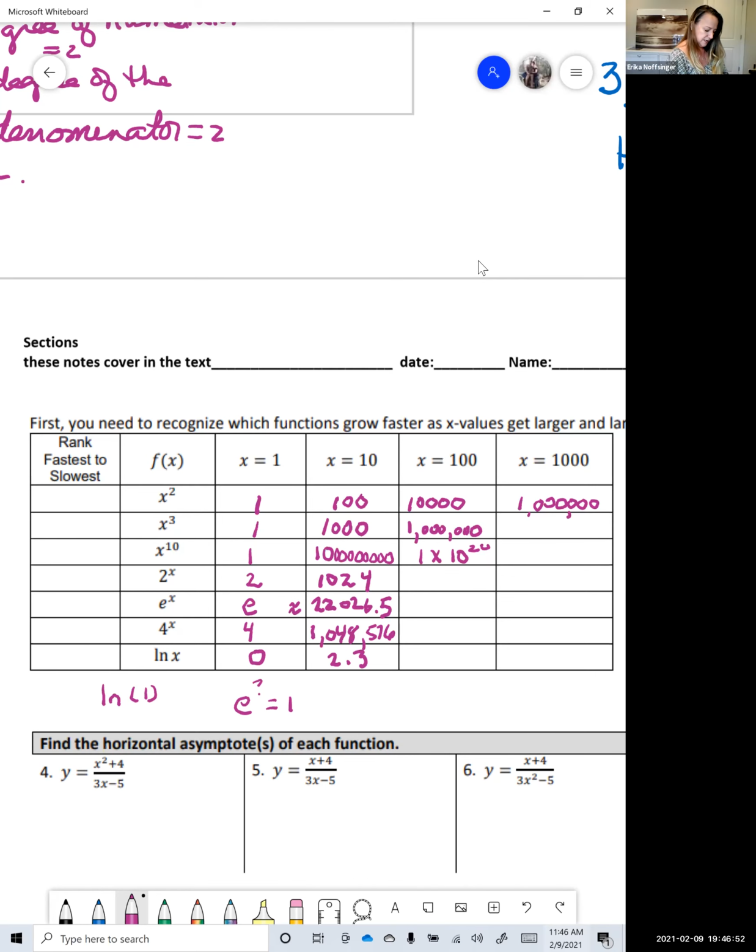If I do 2 to the 100th, this gives me scientific notation, so I'm going to round it. So 1.27 times 10 to the 30th. Okay, so that has more zeros than the one above. I know e to the 100th is even going to be bigger because e is approximately 2.7, and the base above was 2. So e to the 100th is 2.688 times 10 to the 43rd power.